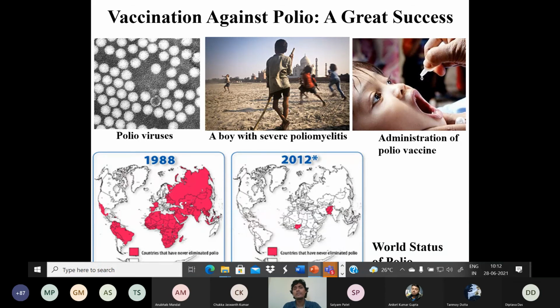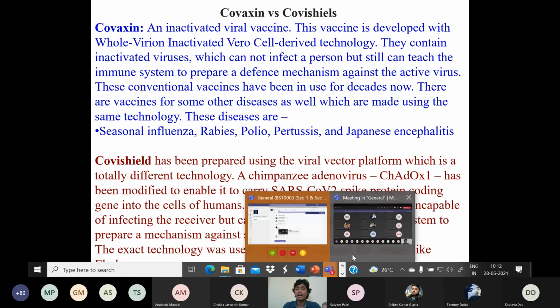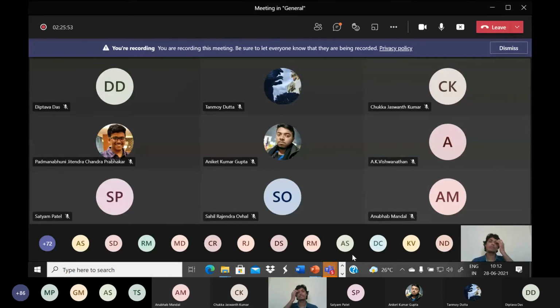So now, if you see here, I would like to discuss a little bit about Covaxin and Covishield. Lot of information, not a lot, just one slide here, but you can read this slide later. I would like to discuss first, you understand how our immune system works to some extent. Also, a little bit you heard about what a vaccine is and how it works. Now, this Covaxin and Covishield.